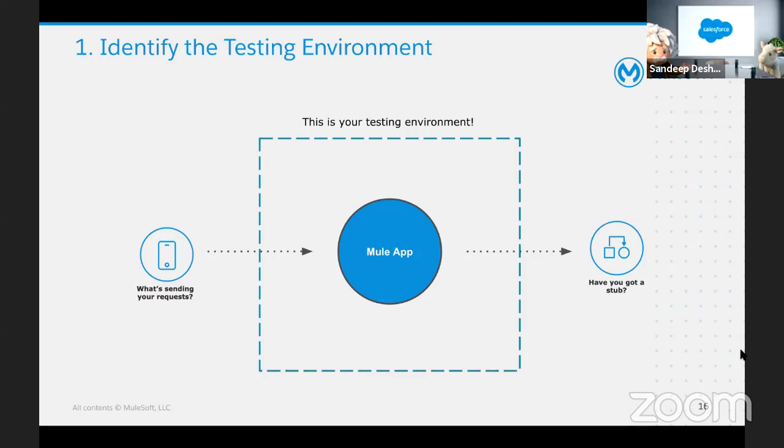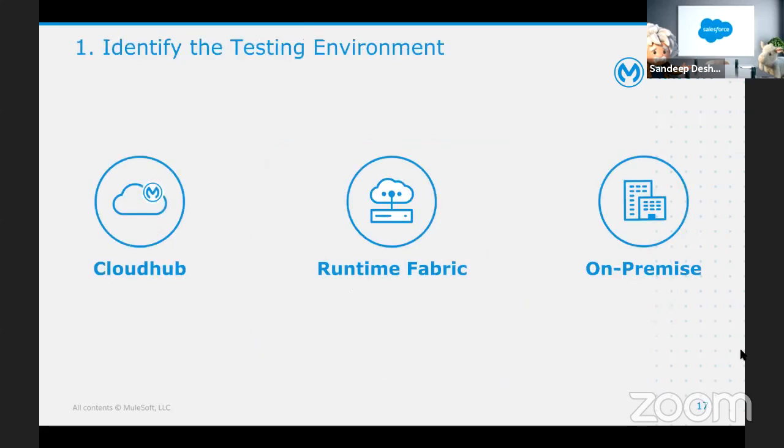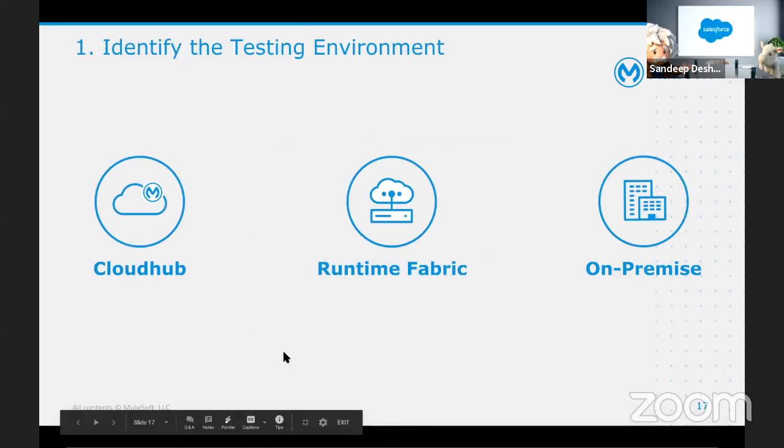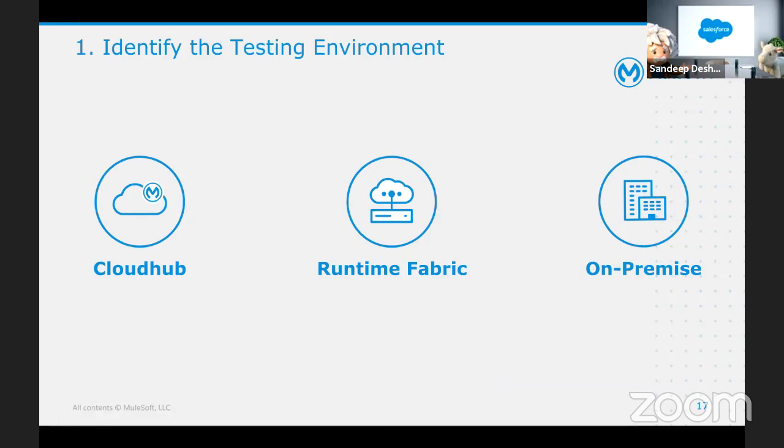There are three different deployment options. We have the deployment model where you can deploy your application in CloudHub, or it can be in Runtime Fabric, which is another customer-hosted deployment model. And then we have on-premises, where your Mule execution engines are installed in the customer's VMs or data centers.